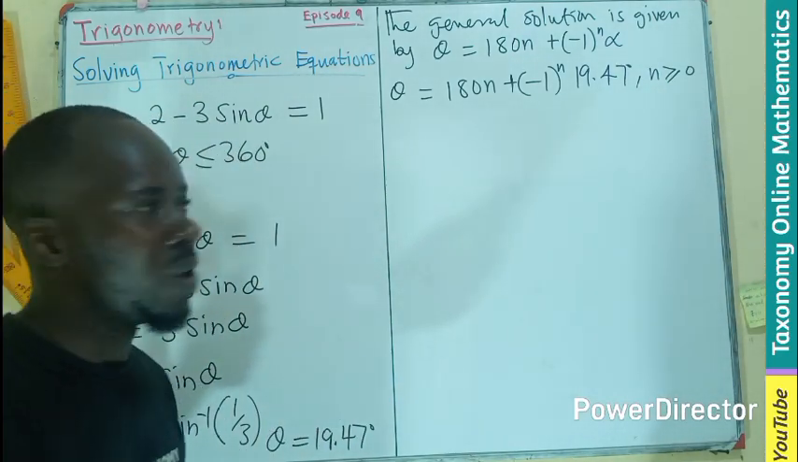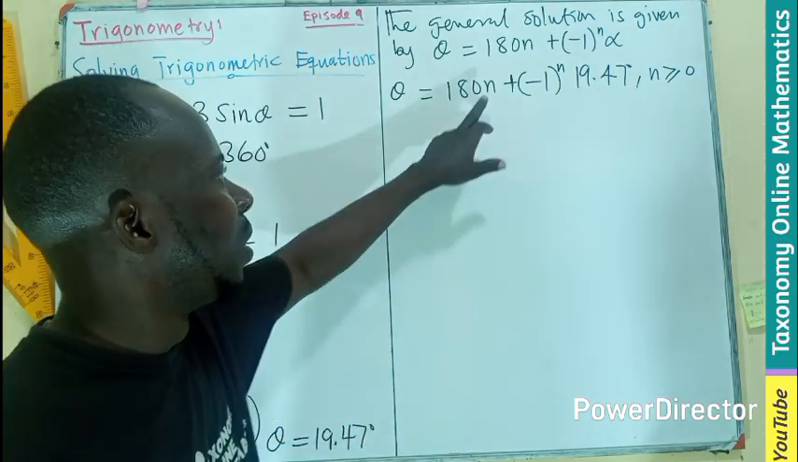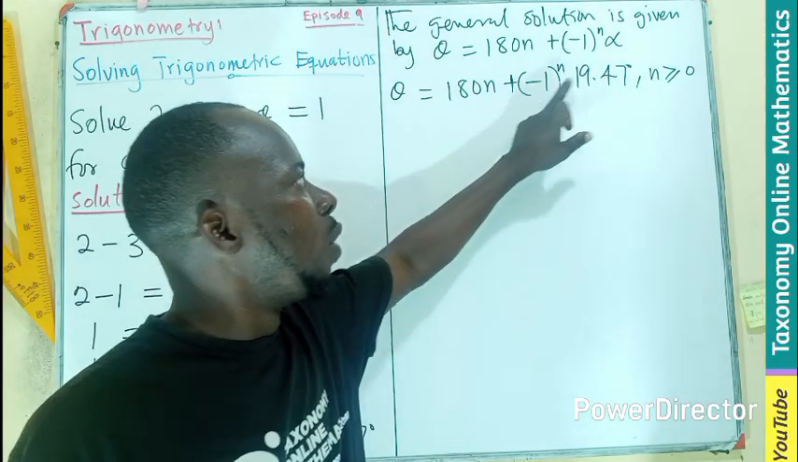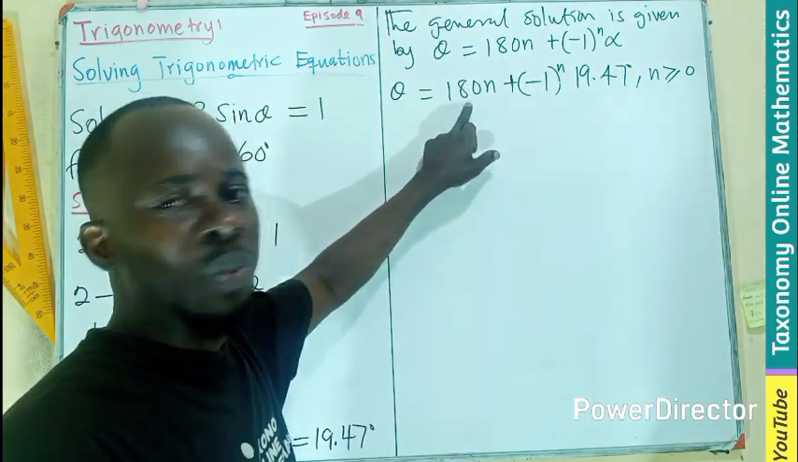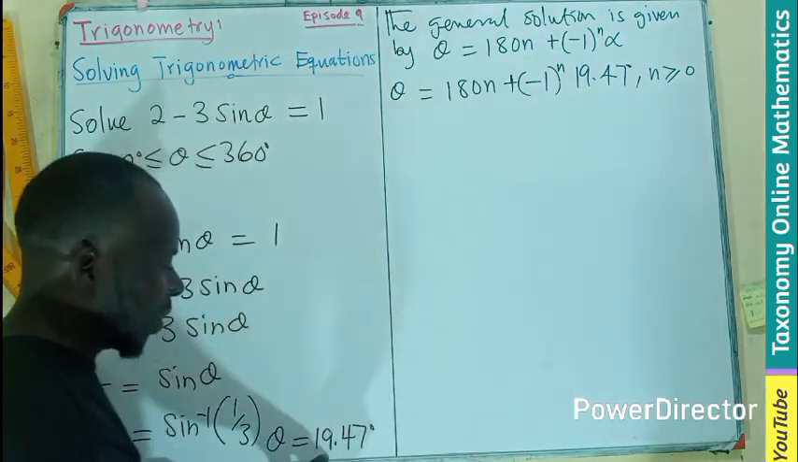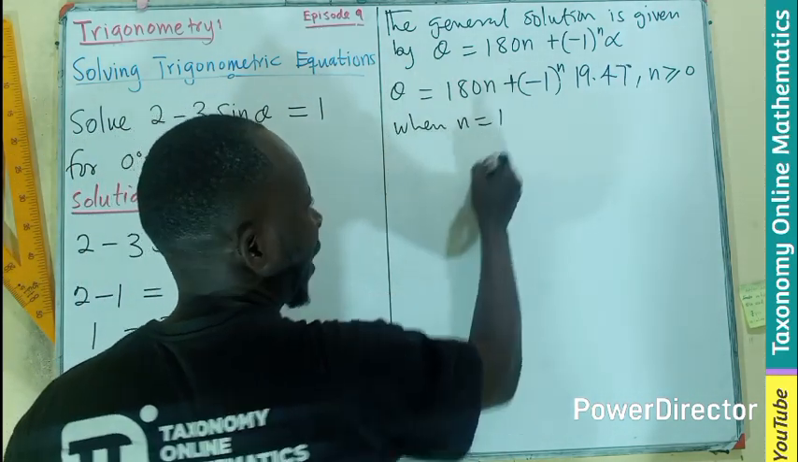Now n is a value bigger than or equal to 0. First thing first, when you put n equals 0, 0 will be here, 0 will be here. 0 will make this one 1. 1 times this remains the same. This becomes 0. So I'll begin with 19.47, because this is the first angle, the principal angle. So let's go to when n is 1.